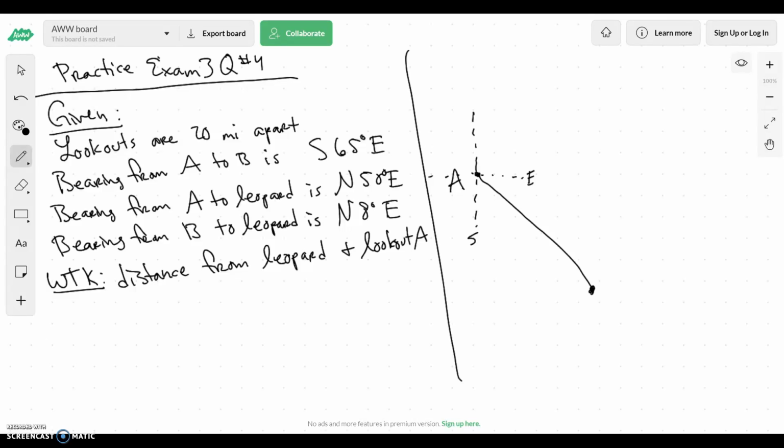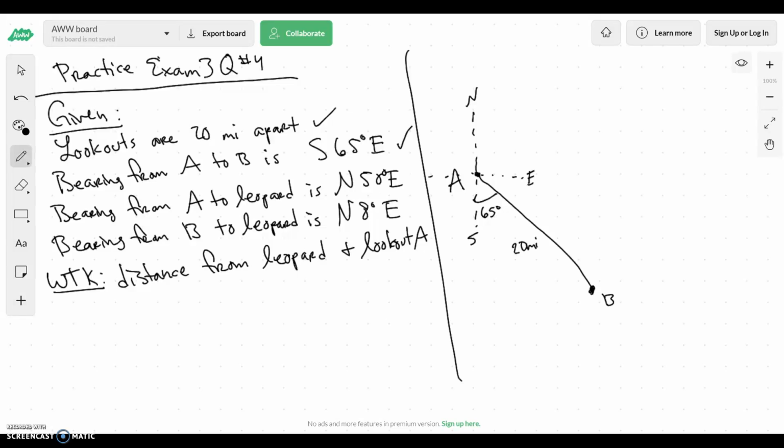So let's say this is B. And the degrees here is going to be 65 degrees. Okay, and remember that when we're talking about bearing, it's always going to be measured from the north-south line. Okay, so we got that one. We also know that the lookouts are 20 miles apart. So here's 20 miles.